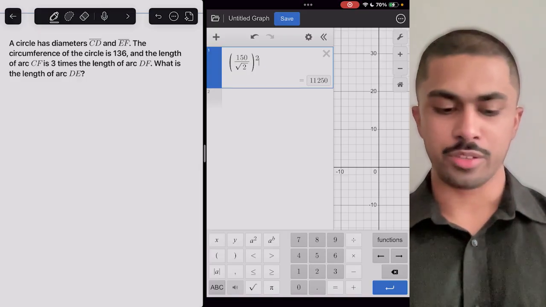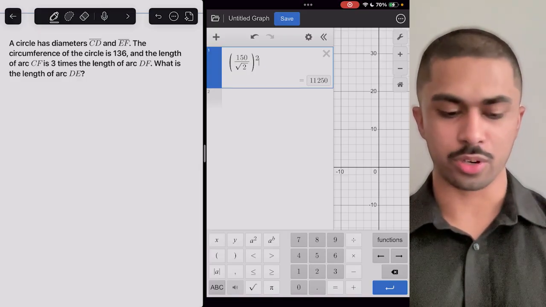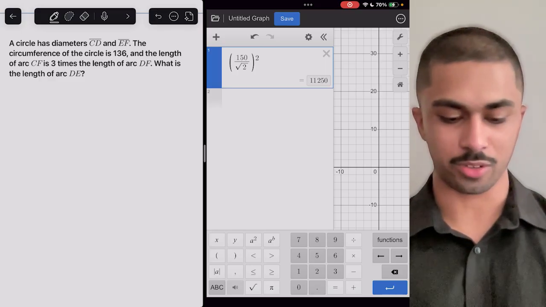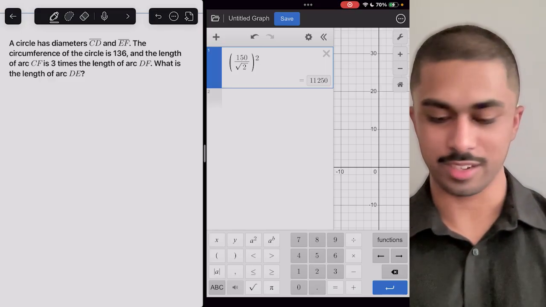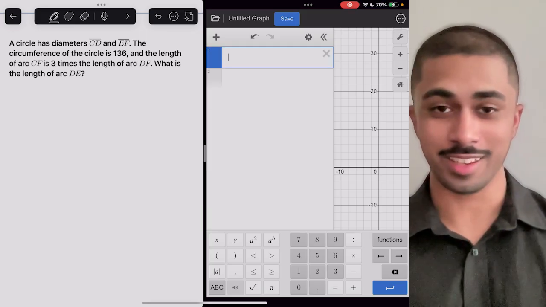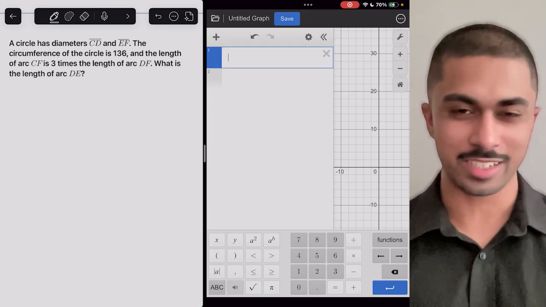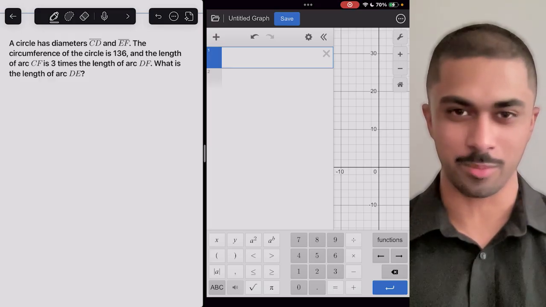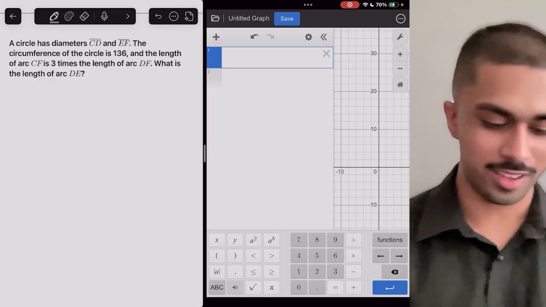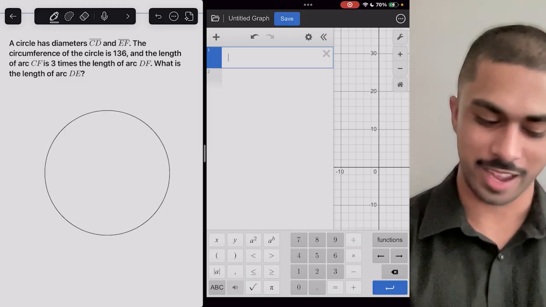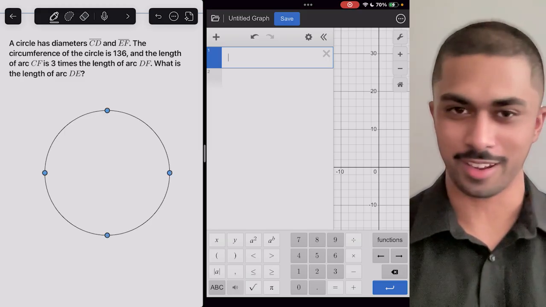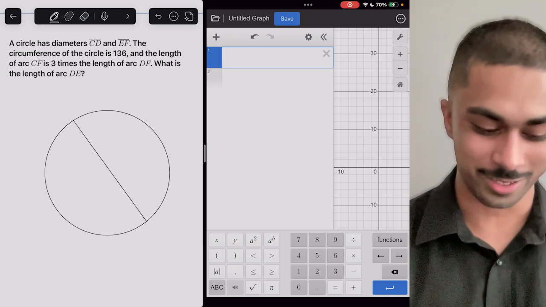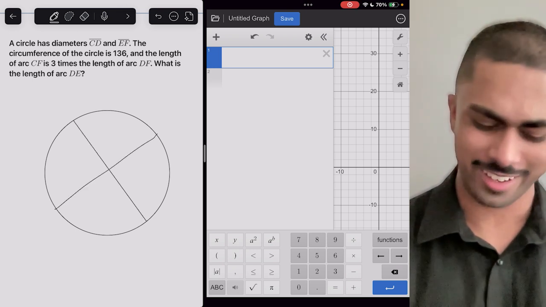A circle has diameters CD and EF. The circumference of the circle is 136 and the length of arc CF is 3 times the length of arc DF. What is the length of arc DE? I'm going to say that this is probably the easiest question out of these nine, but I've seen so many students completely stumped here. I get it, but at the same time I don't get it, because when you see the solution, you won't get it either. You're like, how did I not see this?